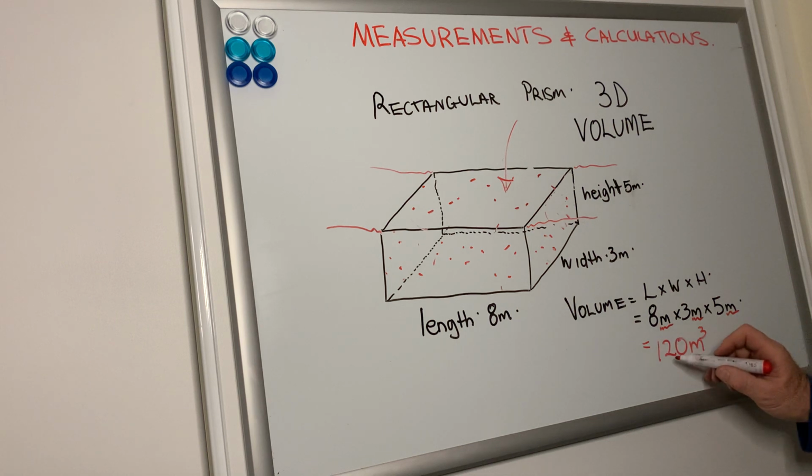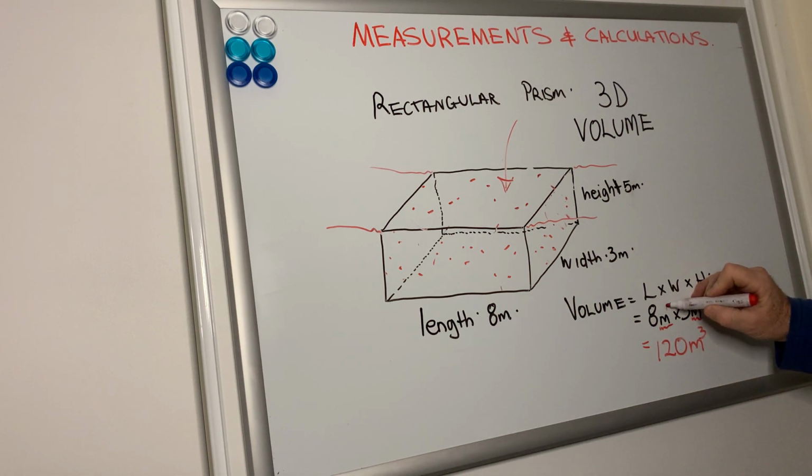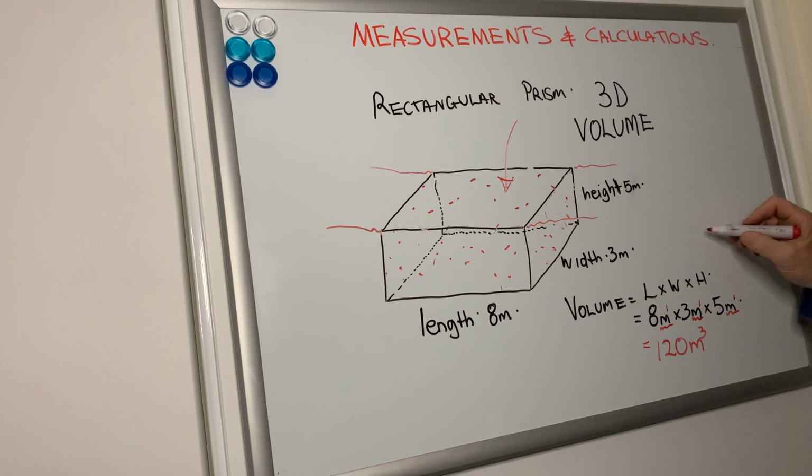So when we say meters cubed, we're actually referring to m to the power of 1, m to the power of 1, and m to the power of 1. So we've got m to the power of 1 times m to the power of 1 times m to the power of 1. So that's equal to m, and then adding the indices, which is 3. That's how we determine volume of a rectangular prism.